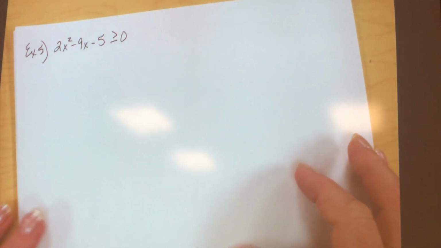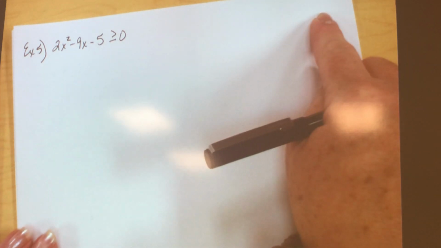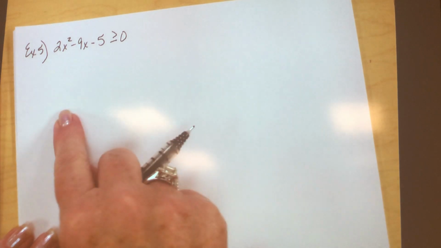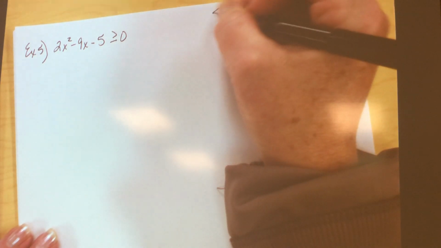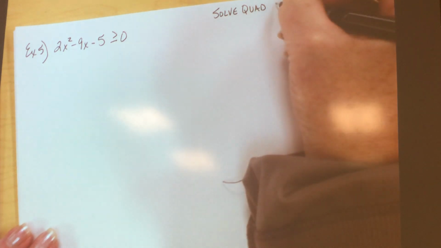Now, what I'm going to do is go over here and write the rules for this shortcut, because that's really the one I'm going to use. I'll come back over here. I'm going to work it the long way first. I think it's the difficult way, but I'm going to show it to you. So, solve a quadratic inequality.